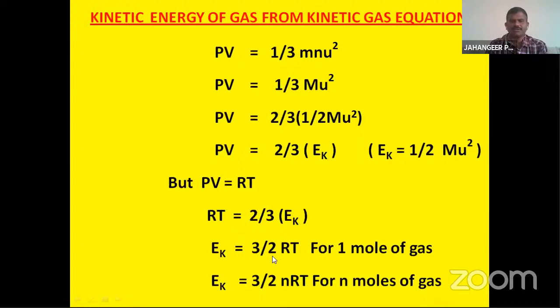So 3 is constant, 2 is constant, and n means number of moles, which depends upon the gas, that is also constant. R is the universal gas constant, and T is the absolute temperature. So the kinetic energy is related to the temperature. Kinetic energy of a gas is directly proportional to the absolute temperature. So this is the deduction we derived from the kinetic gas equation.